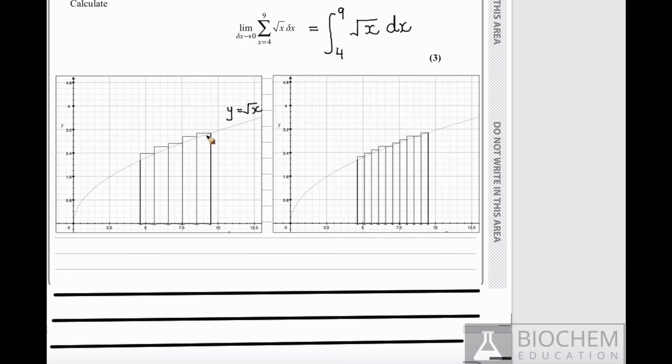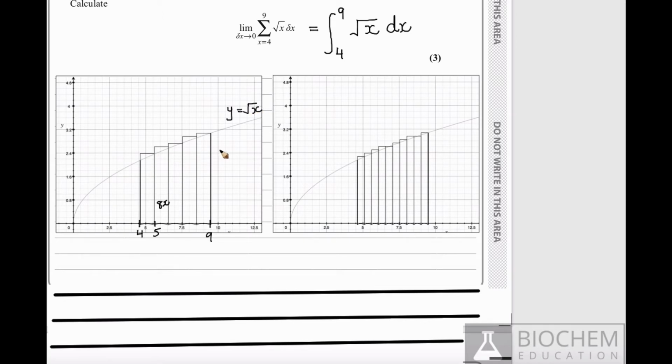We can find the area under this curve between the x values of 4 and 9 by dividing the area into 5 rectangles. Each rectangle has a width of delta x, and the height of each rectangle can be determined by inputting the x value, let's say 5, into the equation of the function, which is y equals square root of x. Hence, the height when the x value is 5 is root 5.